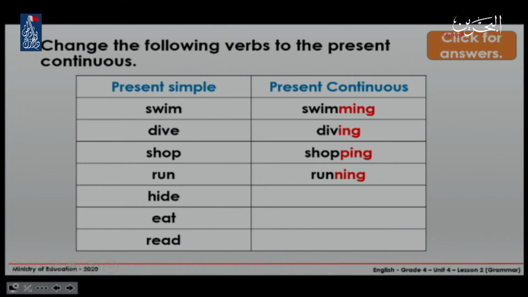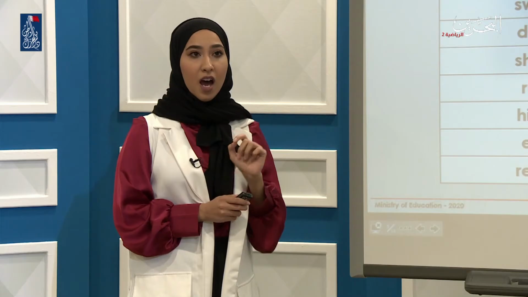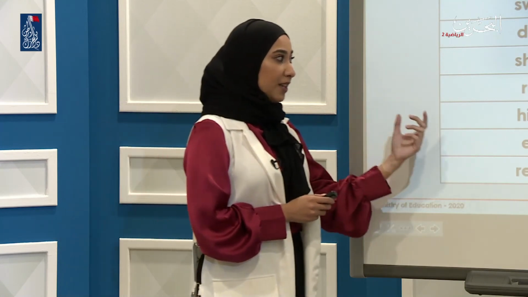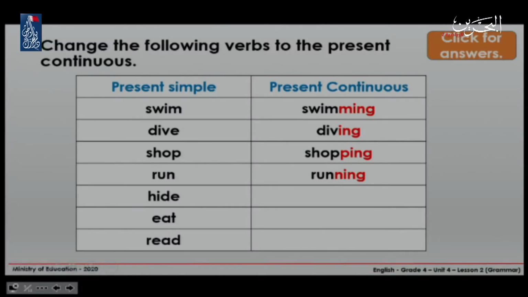Now let's look at the next verb. We have hide. Now look at the verb. We have a silent E at the end. What are you going to do? Do you remember the rule? Very good. We are going to drop the letter E and we will add ing and it will become hiding. Now let's see the next verb. It's eat.